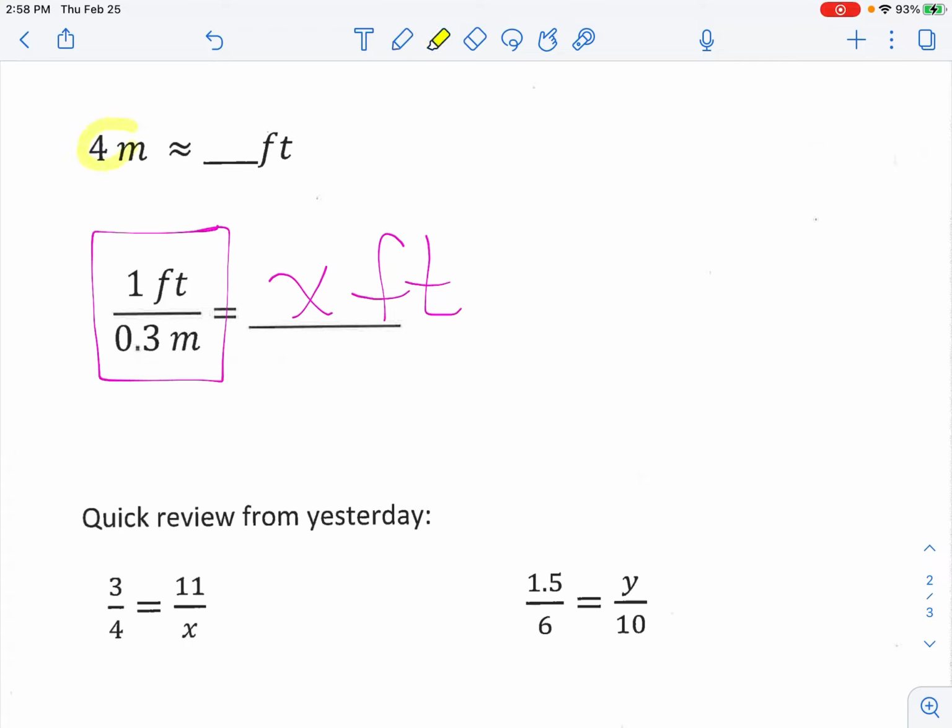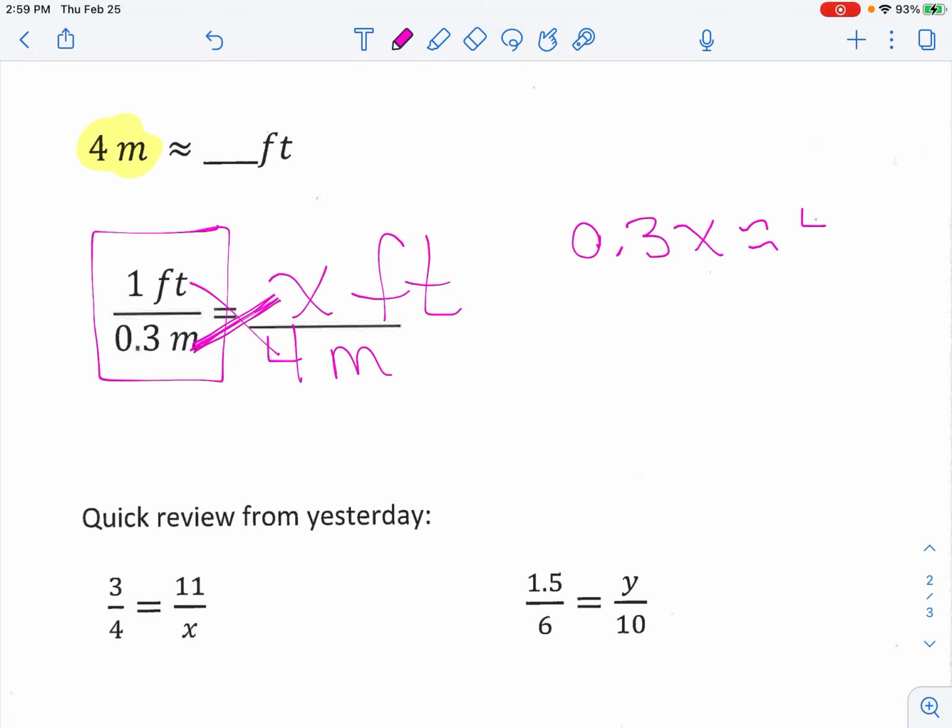What I do know from the original problem is that I'm converting 4 meters. Since meters is on the bottom, on the left side of my proportion, meters has to go on the bottom on the right side of my proportion. All right, now that we have our proportion, 1 foot is to 0.3 of a meter, as how many feet are to 4 meters. So multiply your cross products. 0.3 times x is 0.3x.